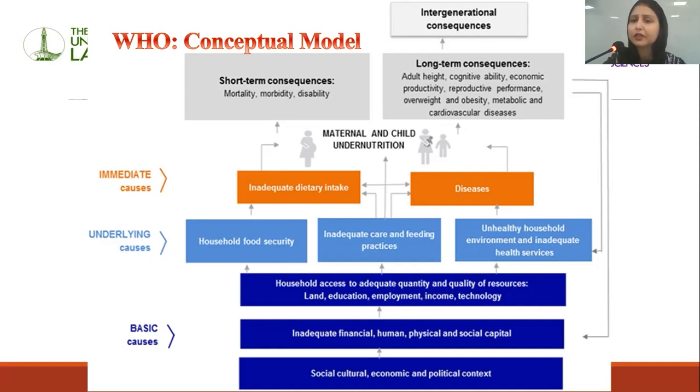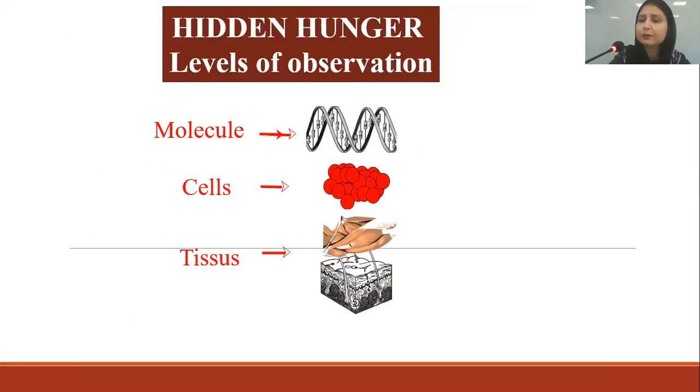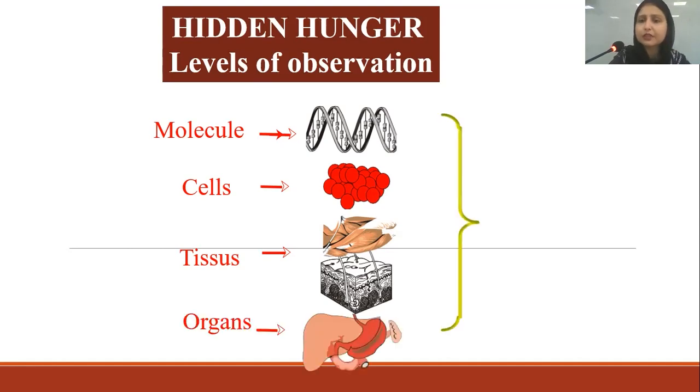Short-term, it may cause mortality, disability, and morbidity, but long-term, it will affect performance, cognitive abilities, stunting, metabolic diseases, and it will lead toward intergenerational consequences. So, what are the intergenerational consequences? The consequences that can be transferred from one generation to another, because the nutrition of the mother is very important. It decides the destiny of the offspring. It affects across the lifespan. So there is no alternative to maternal nutrition.